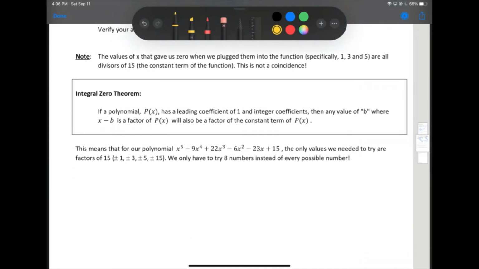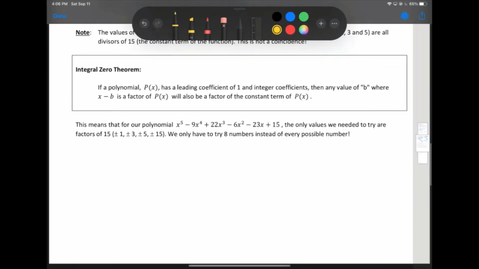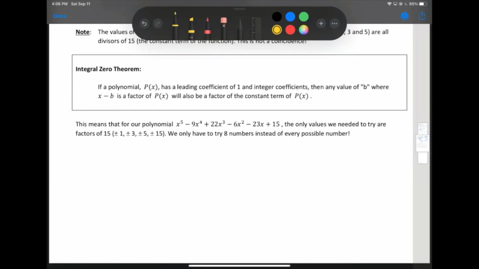Okay, so the integral 0 theorem, another theorem, too many names. Basically, looking back here, it says exactly what I just said. We only have to check plus and minus 1, plus and minus 3, plus and minus 5, and plus and minus 15. All the factors possible for the constant term 15. That's why it's called the integral 0 theorem. We're looking for integers that give us 0. That makes sense, hopefully.